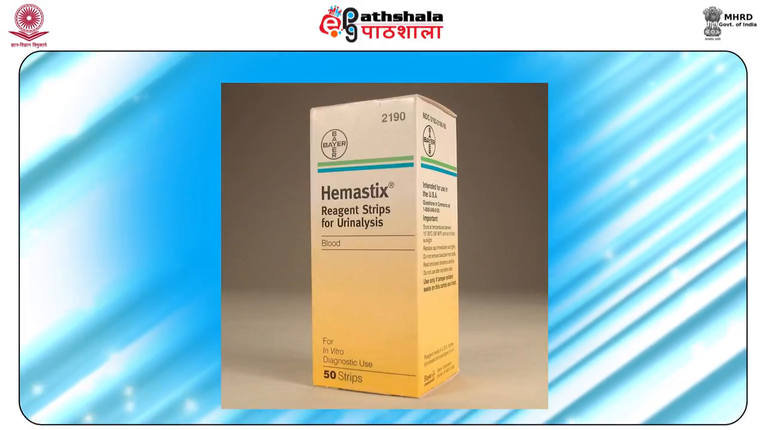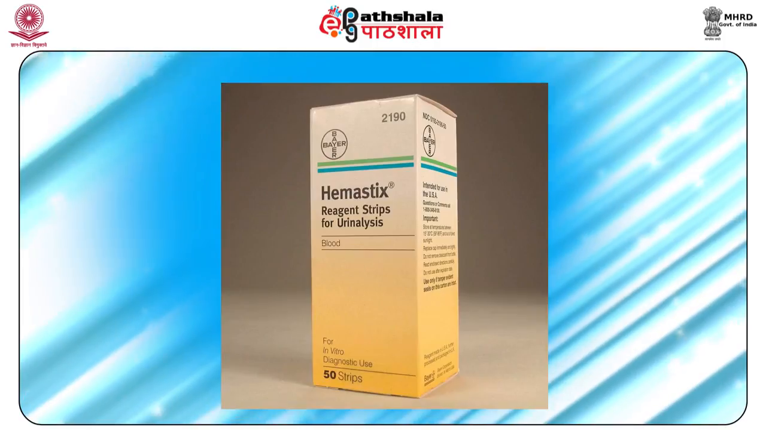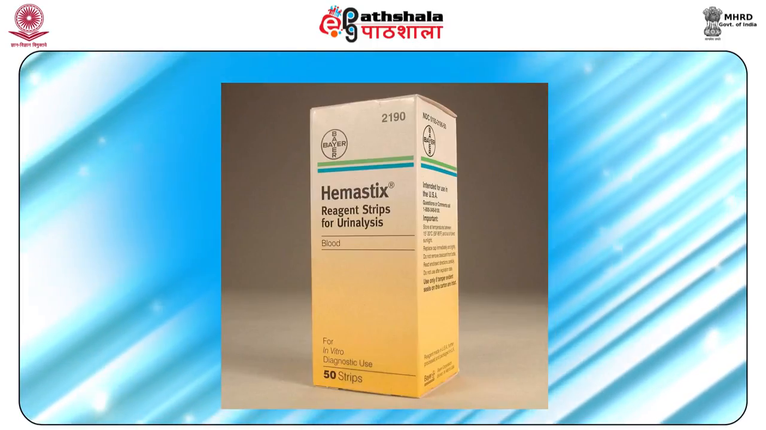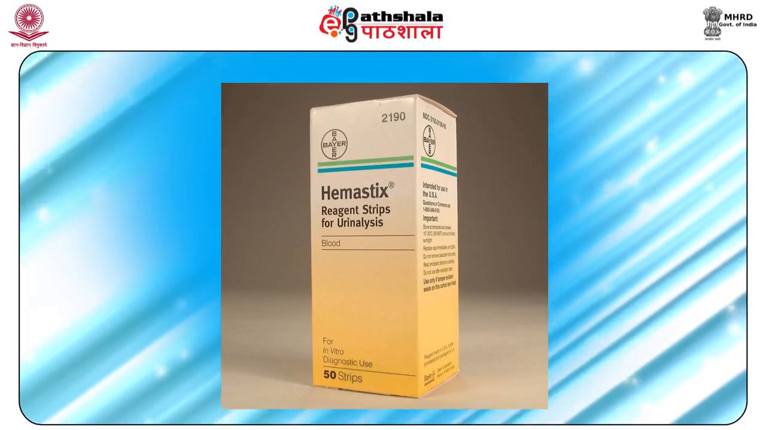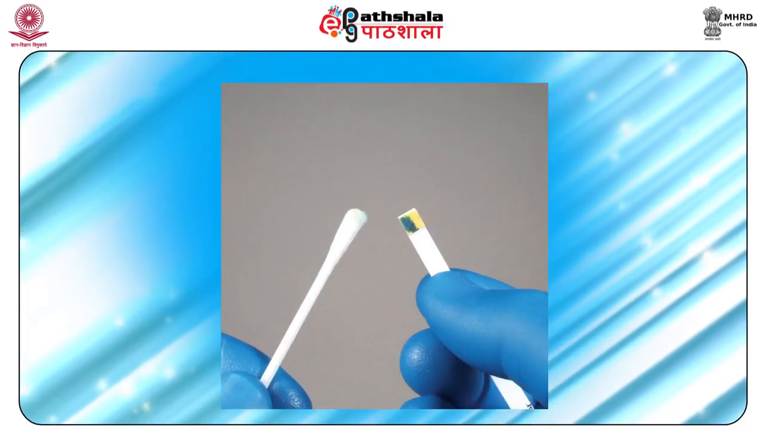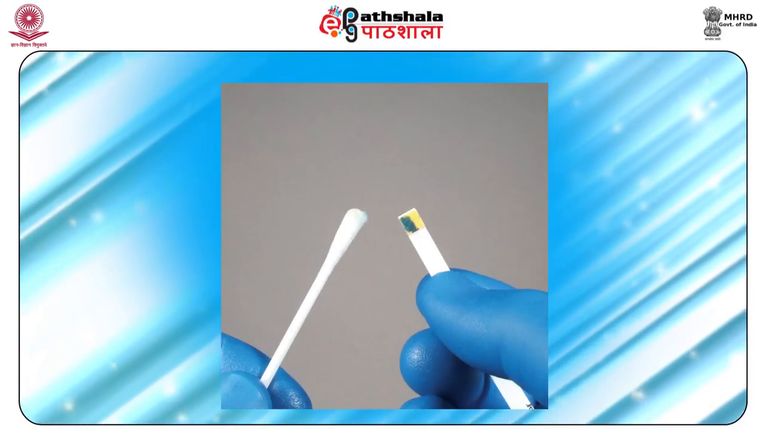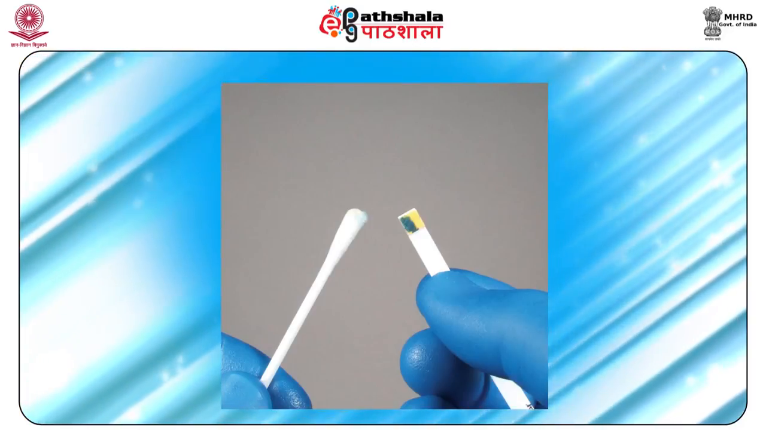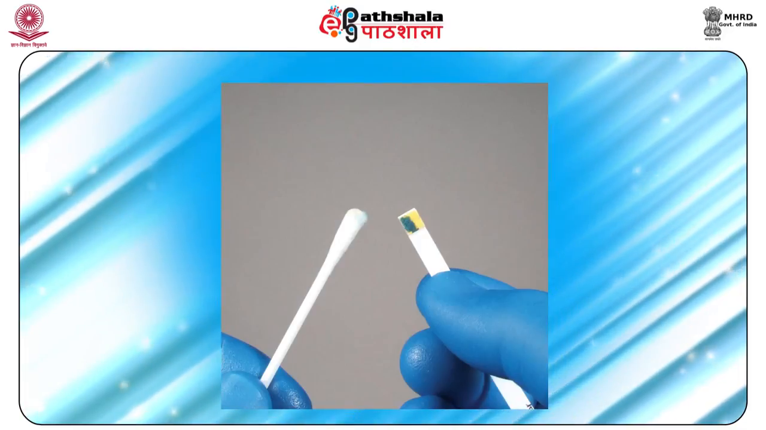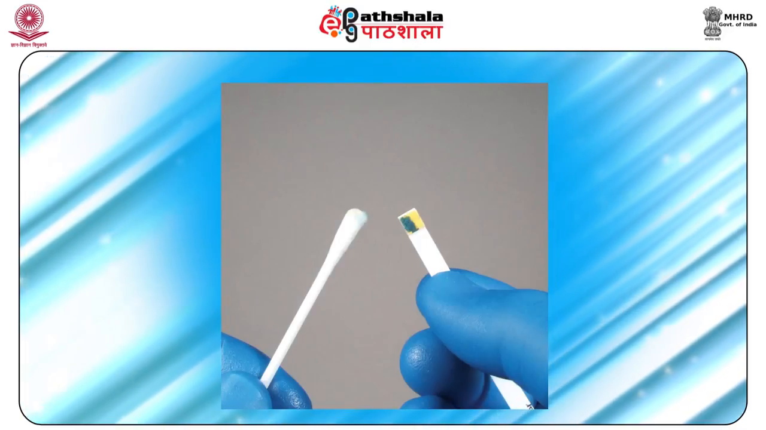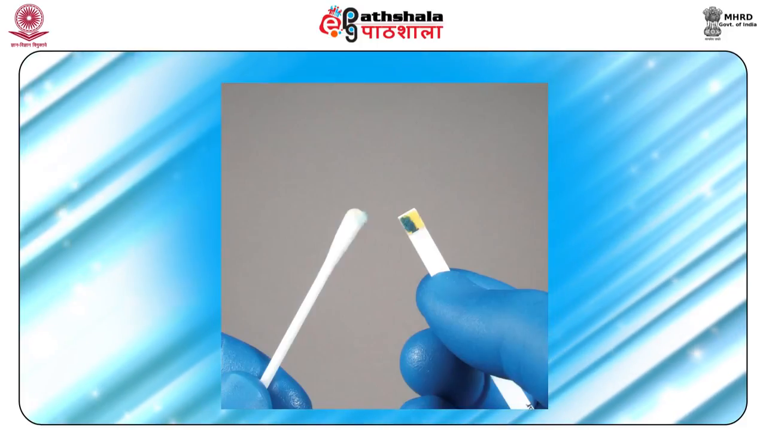Hemostix are plastic strips originally used as a form of urine test. In the presence of blood, the strip will take on a green color. These strips are particularly beneficial in that they are small and easily taken to the crime scene, allowing them to act as a simple instant presumptive blood test.